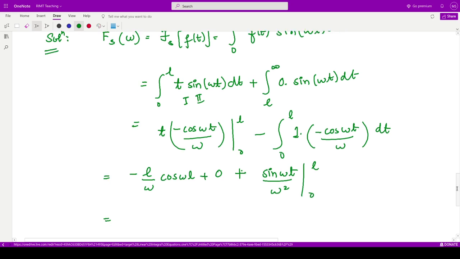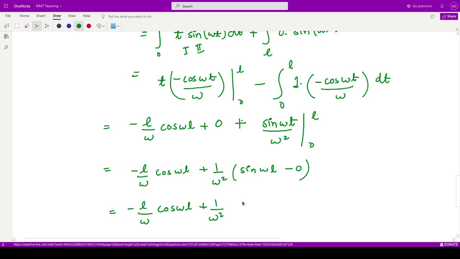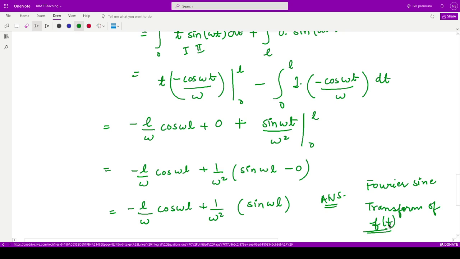So we would have at the end minus L upon omega cos omega L plus 1 by omega square sine omega L, and sine of 0 is obviously 0. So the final answer is minus L upon omega cos omega L plus 1 by omega square sine omega L. This is the Fourier sine transform of the given function f of t. So I hope this is clear to you.